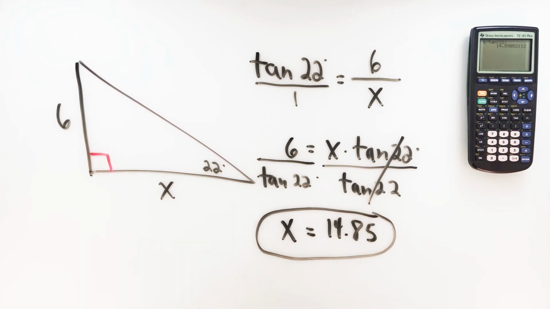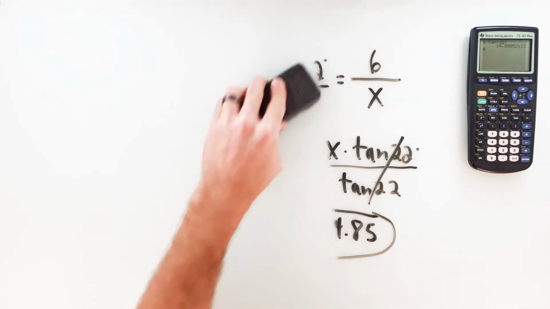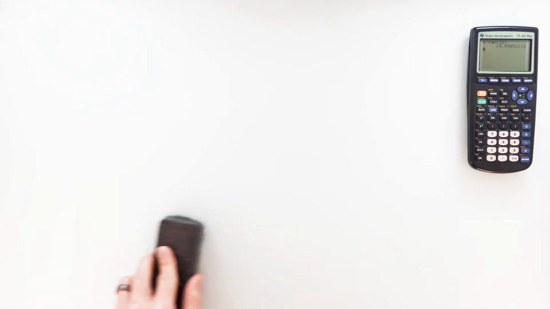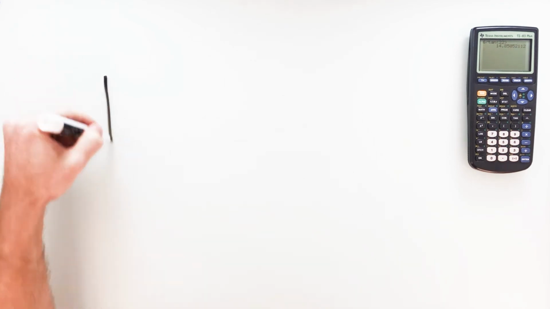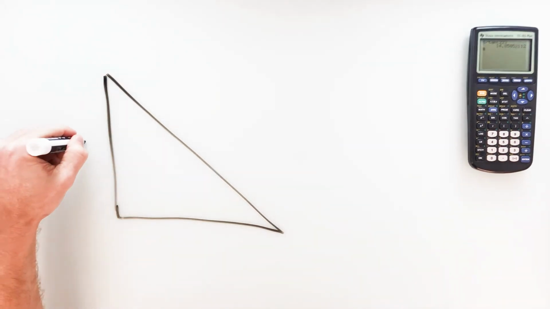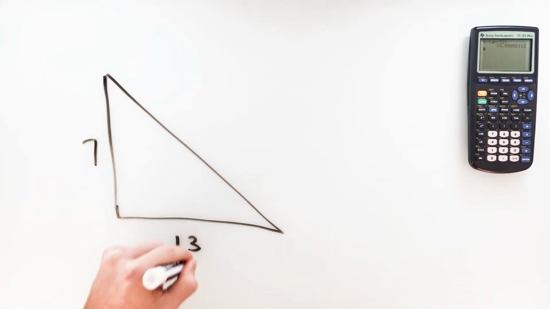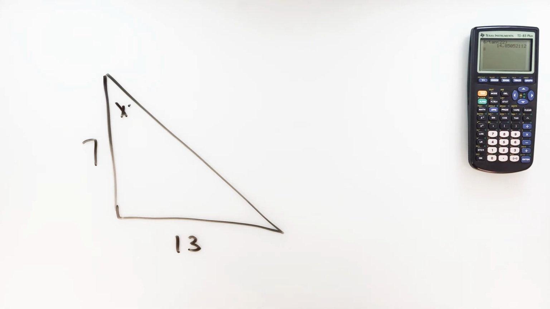Okay, let's do one more. I'm going to switch it up just a little bit. In the first two examples, in both cases, I had the angle, but I was missing one of the sides. You can also use this tangent ratio if you're missing an angle. So let's say we've got 7, 13, and maybe this angle, the acute angle, is what we're missing.